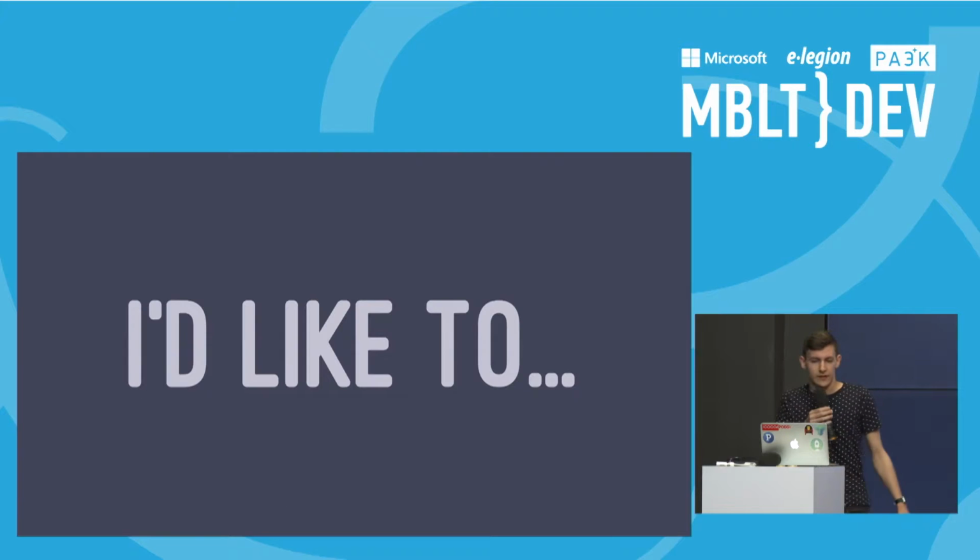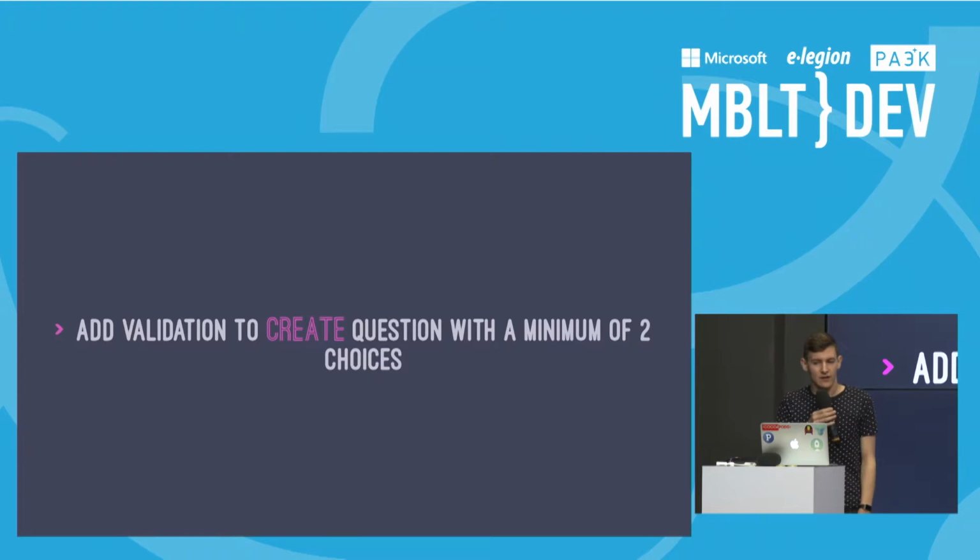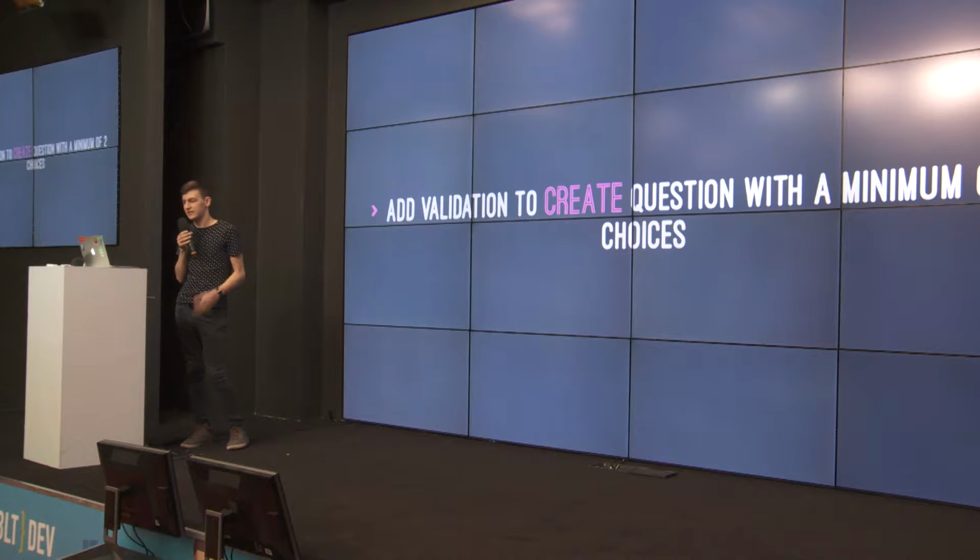And your boss might then say, I'd like to change how the application works. He then may give you a bunch of questions, like feature requests or change requests. And I bet we've all made mistakes like this. So he's now asked us to add validation to create a question with a minimum of 2 choices. You might agree this is also a server-side bug, because the server side allows you to set these when you create them.